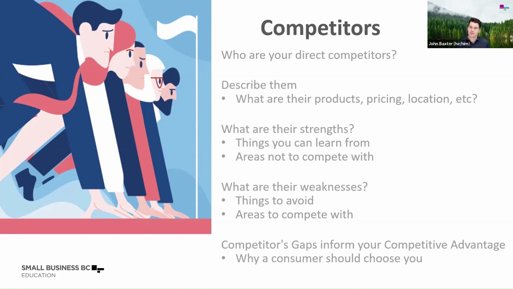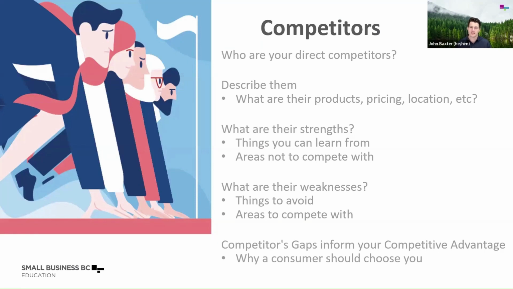On the other hand, these strengths also might be areas that I don't want to compete in. So if the business down the street has an amazing pasta dish, that's what they're known for. They're the most famous restaurant in Vancouver for their pasta, probably means that's not something I want to do in my restaurant that's nearby.